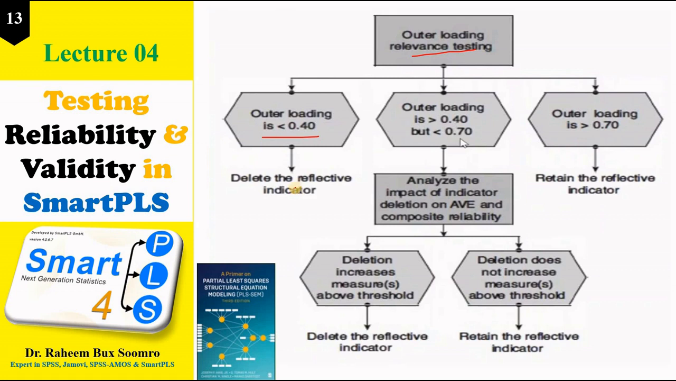Another point: if the outer loading is less than 0.4, delete it outright. If the outer loading is higher than 0.7, retain the indicator. If the outer loading is between 0.4 and 0.7, then analyze the impact of the indicator. If deletion increases the measure above the threshold, then delete the reflective indicator, and if the deletion does not increase it, then retain the reflective indicator, whose value is between 0.4 and 0.7.